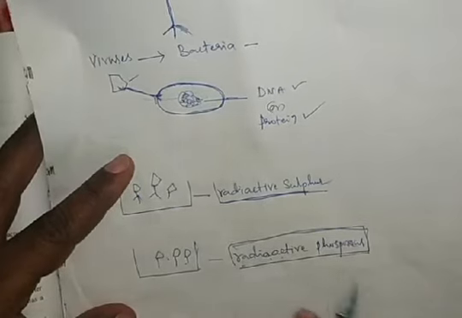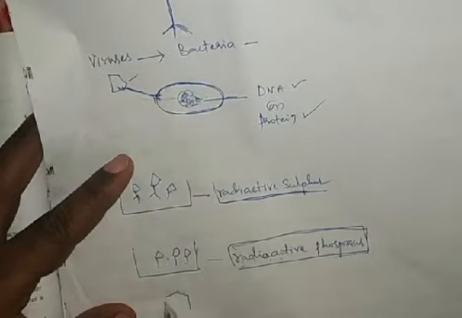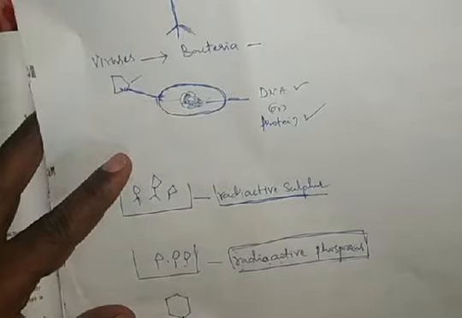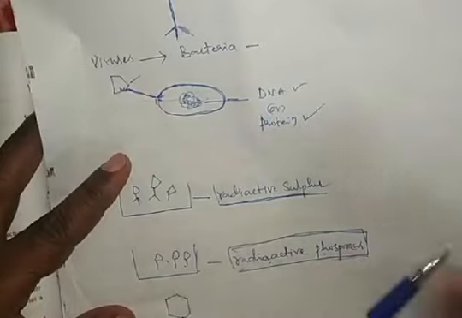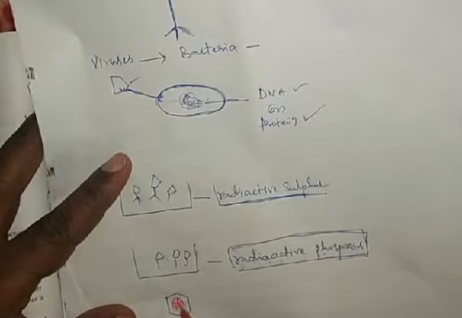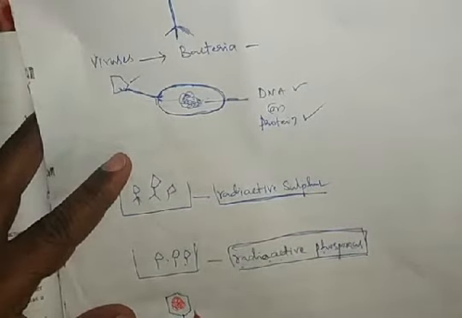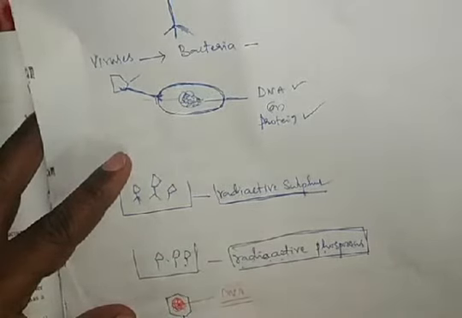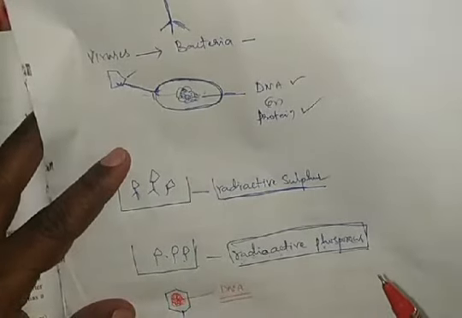That means the bacteriophage cultured in the radioactive phosphorus, the radioactive phosphorus is incorporated into the DNA of the bacteriophages, because phosphorus is present in the DNA. Because already we studied phosphorus is one of the components of the DNA.